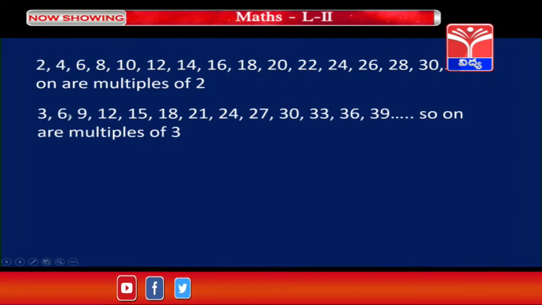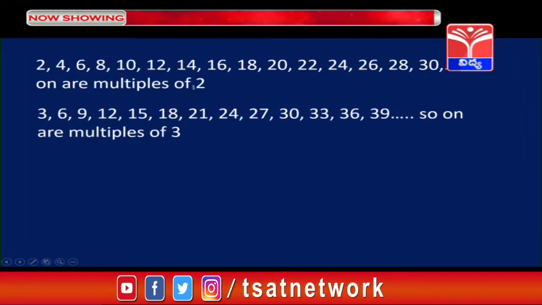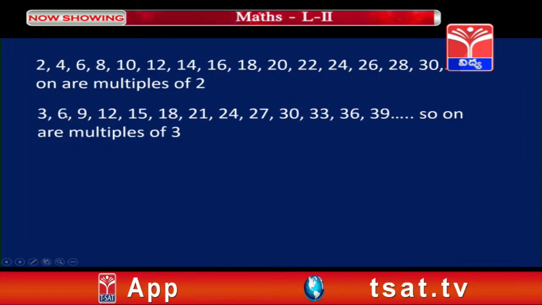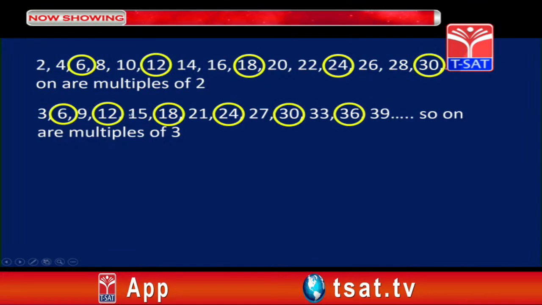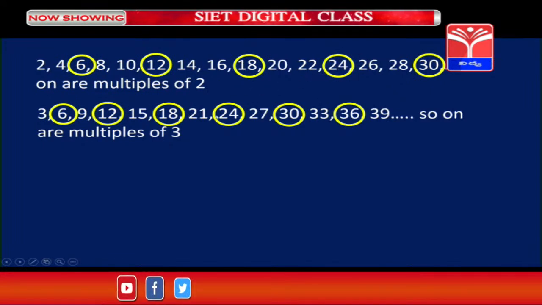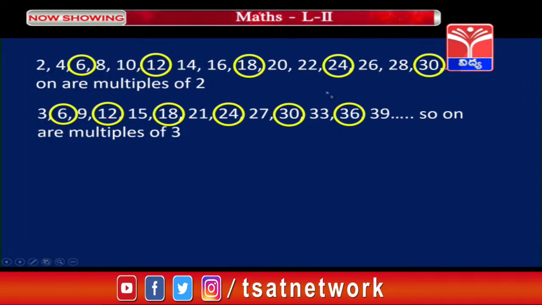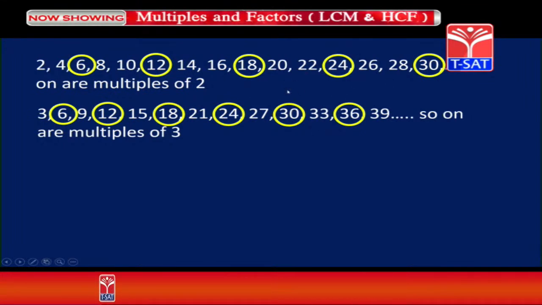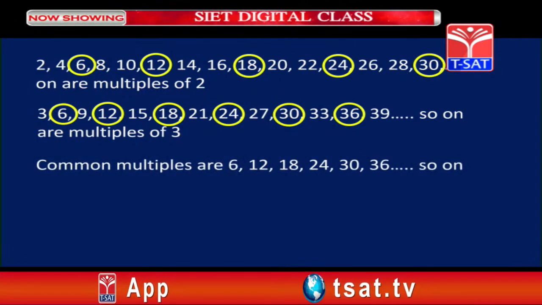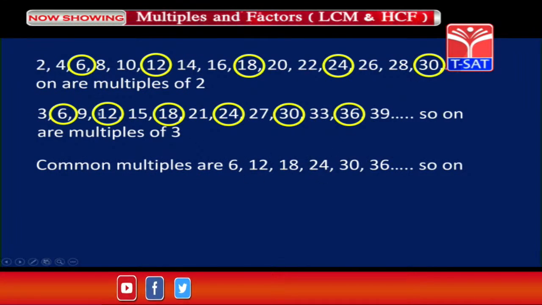See, can you find any common numbers among these two sets of numbers? The common numbers: 6 here, again 6 is existing here; 12 here, 12 is existing here; 18 here, 18 is existing here; 24 here, 24 is existing here. Like that I circled here all the common multiples from those two. These exist in multiples of 2 and multiples of 3. These are the common multiples of 2 and 3.